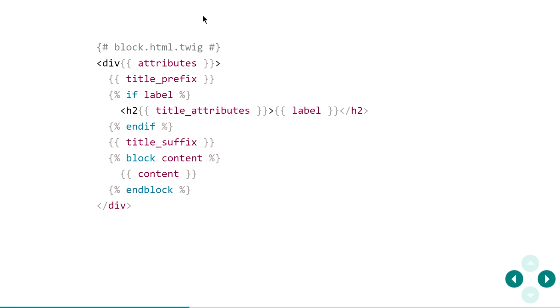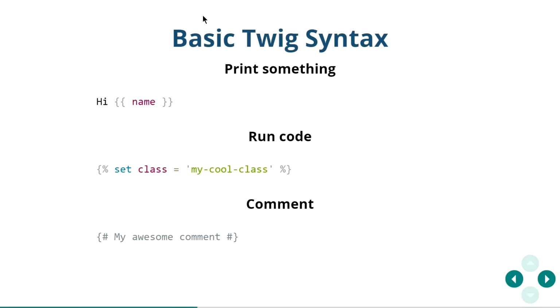I love it. So basically, here's how Twig works. If you want to print something, you put 2 pointy brackets outside of it and put in a variable. If you want to run some code, it's pointy bracket and then a %, and then you can say, like, set a class, run a filter, do some sort of thing, do an if statement. And then comment is pointy bracket and then a hash.